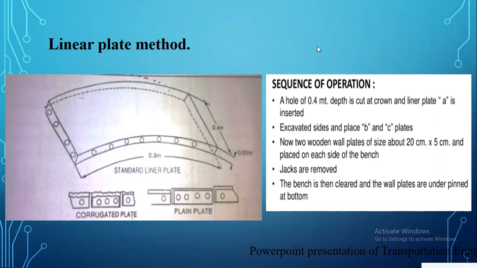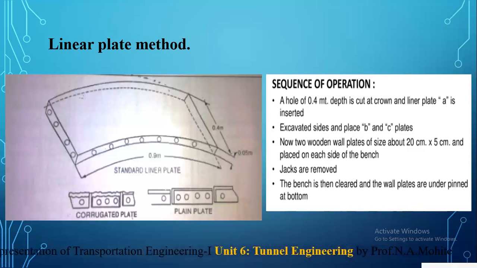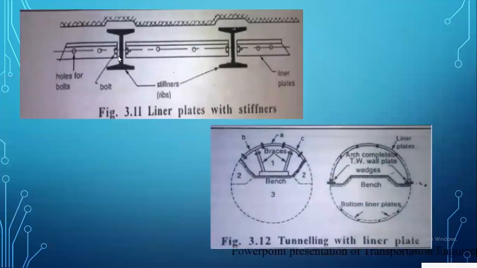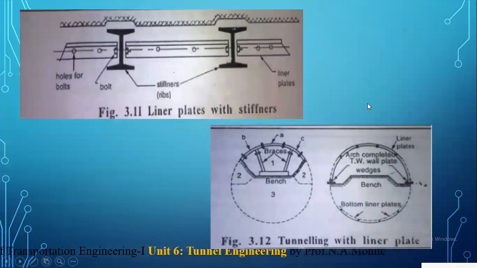In this case, two wooden wall plates of size 20 centimeter by 5 centimeter are used. They are placed on each side of the bench, and the jacks are removed, and the bench is then cleared, and the wall plates are underpinned at the bottom. So that is the liner plate method. Some examples you can see here: liner plates with stiffeners and tunneling with liner plates.